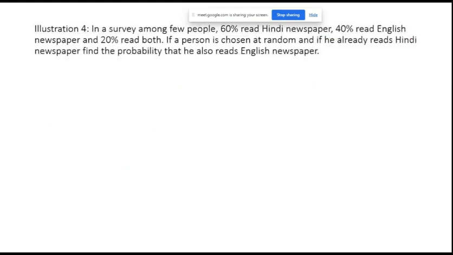I think that was easy. Let us go to the next illustration. In a survey among a few people, 60 read Hindi newspaper, 40 read English newspaper, and 20 read both. Okay, now let us draw the Venn diagram, because that will help me understand the thing a little bit.